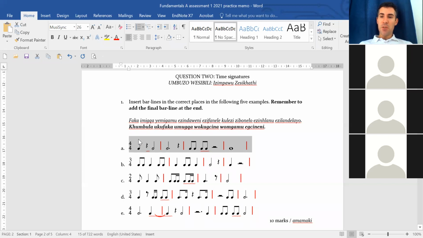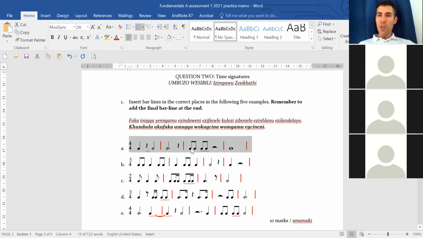So let's have a look at this one. This note over here, how much is that worth? One. And this rest? One. Yes, and this one? Two. So 1 + 2 + 2 = 4. So we need to put the bar line over there. Then this note here, how much is the dotted minim worth? That's three. Yes. And the crotchet rest is worth one. So 3 + 1 = 4. And we put the bar line.